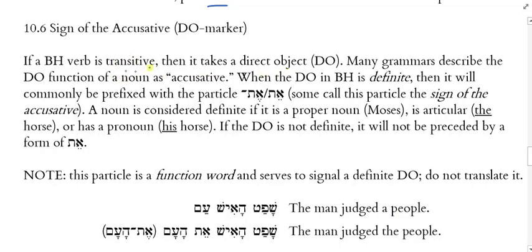Okay, you may not know the word transitive here. So transitive is a feature of verbs where the verb selects or takes a direct object, and it needs one to be used grammatically. Most grammars describe the direct object function of a noun as accusative. So when the direct object in biblical Hebrew is definite, then it will commonly be prefixed with the particle eth, with the sere, or et, with the makaf.